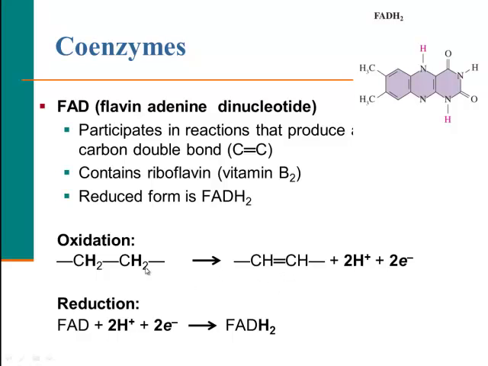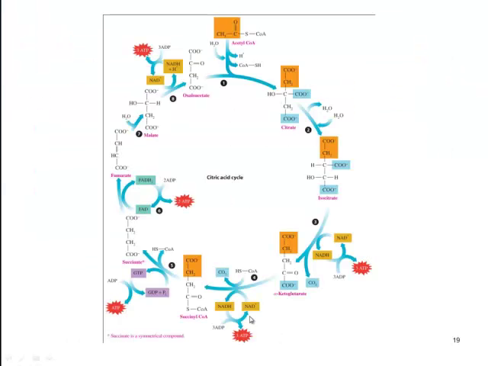Now when we do that, we're going to lose hydrogens because we're forming a double bond, and those 2 hydrogens and electrons are now going to be partnered with FAD to make FADH2. So again, we see where there's an oxidation reaction, it's always partnered with a reduction reaction. So the oxidation of a carbon-carbon single bond to make a carbon-carbon double bond is going to be accompanied by the formation of FADH2. So I'll highlight this again whenever we get to that reaction.